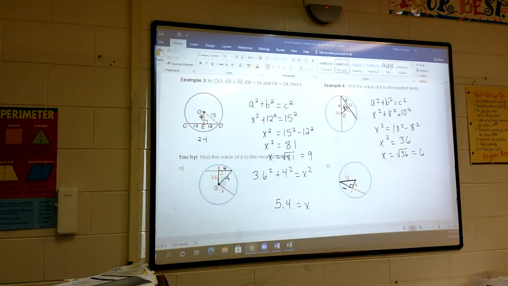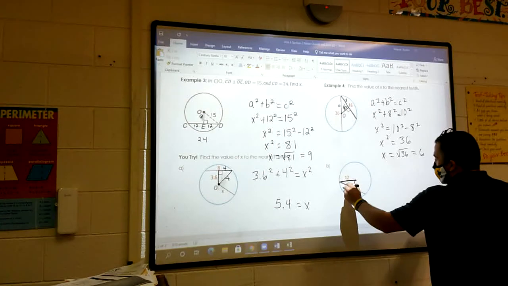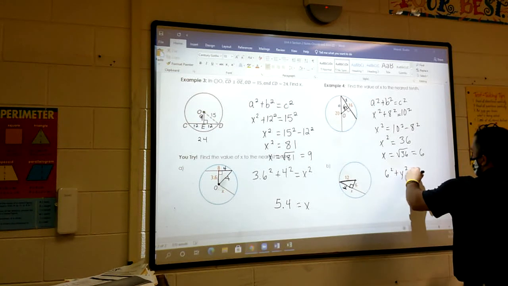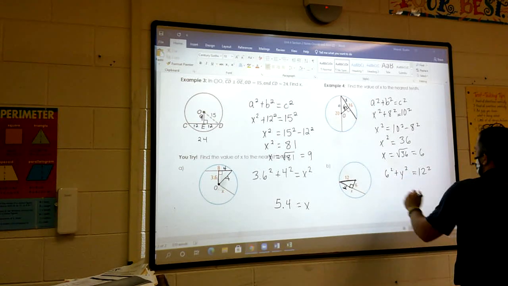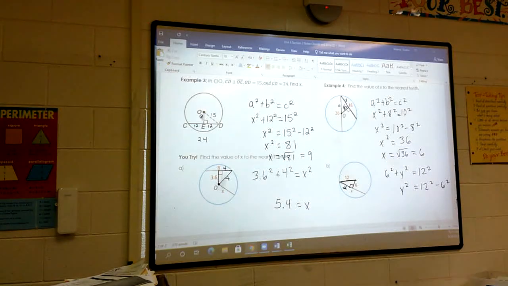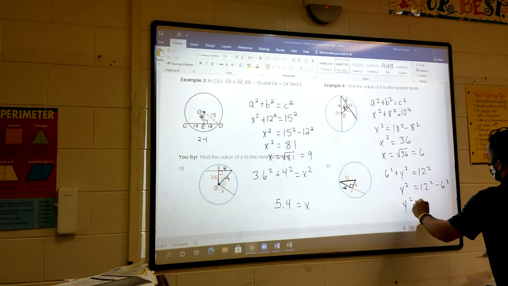Now, in b, if you think about it, you have 6, we could call this y if you want to. We'll call it y. So you have 6 squared plus y squared equals 12 squared. And so it's kind of the same thing we were doing. We're trying to solve for one of the legs of the triangle. So we had 12 squared minus 6 squared, which is 108. And then we took the square root of 108 to one decimal place. So that's what, 10.4.